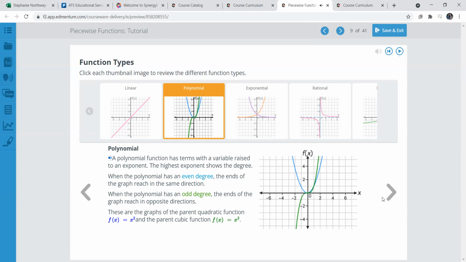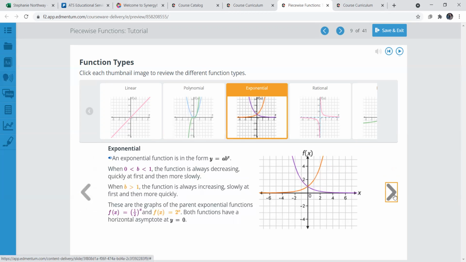All right, so let's take a look. Here are the 2 different equations for the functions x squared and x to the 3rd power, or x cubed. Exponential, as you can see, has a dramatic increase or a dramatic decrease depending on which one we're looking at. So let's listen to what it says about exponents.